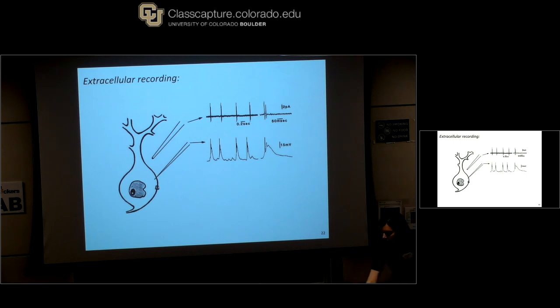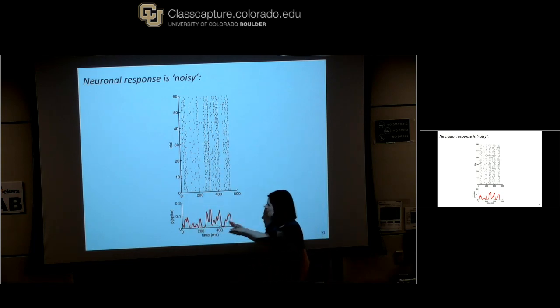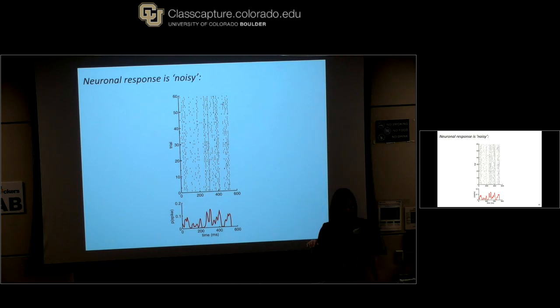Okay. Neuronal responses are noisy. So here is time on the x-axis. Here are trials. Here's the probability of spike if I average across all these trials. So each little blip here is one of those spikes extracellularly recorded. This happens to be recorded from a part of the birdsong brain that I have worked on called LMAN that is important for song learning and maintenance of song.